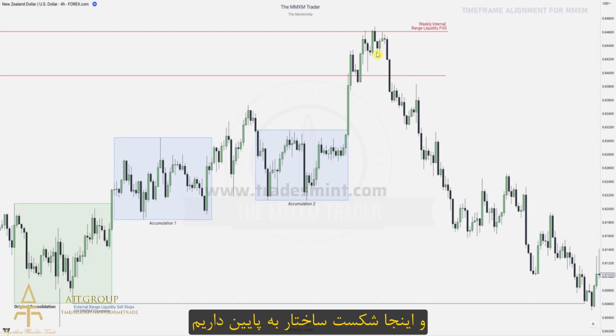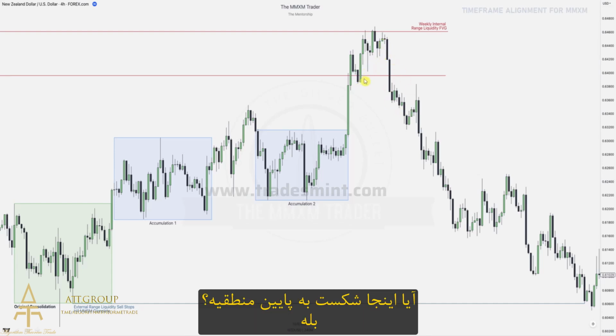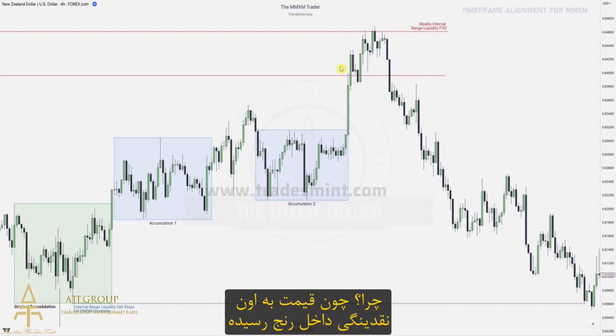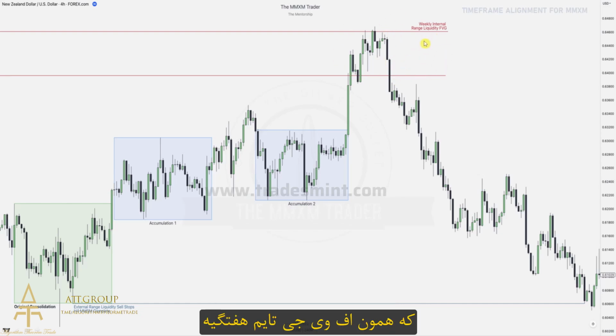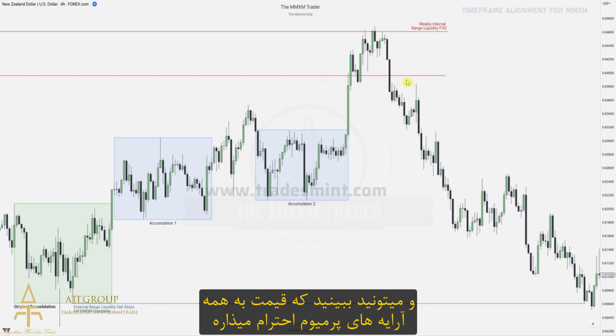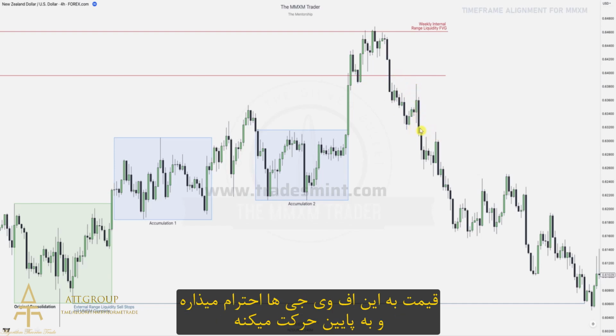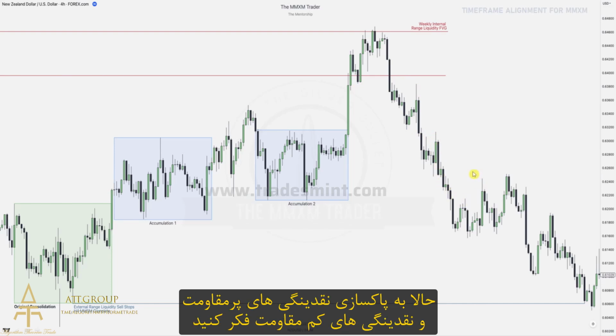And then over here we break structure lower. Does it make sense that we break lower from here? Yes. Why? Because we hit that internal range liquidity fair value gap on a weekly time frame, right? So now we're going into sell side of the curve, and you can see every premium array is being respected, right? You've got these fair value gaps being respected, pushing down lower, and you can see, think about high resistance and low resistance liquidity runs, right?